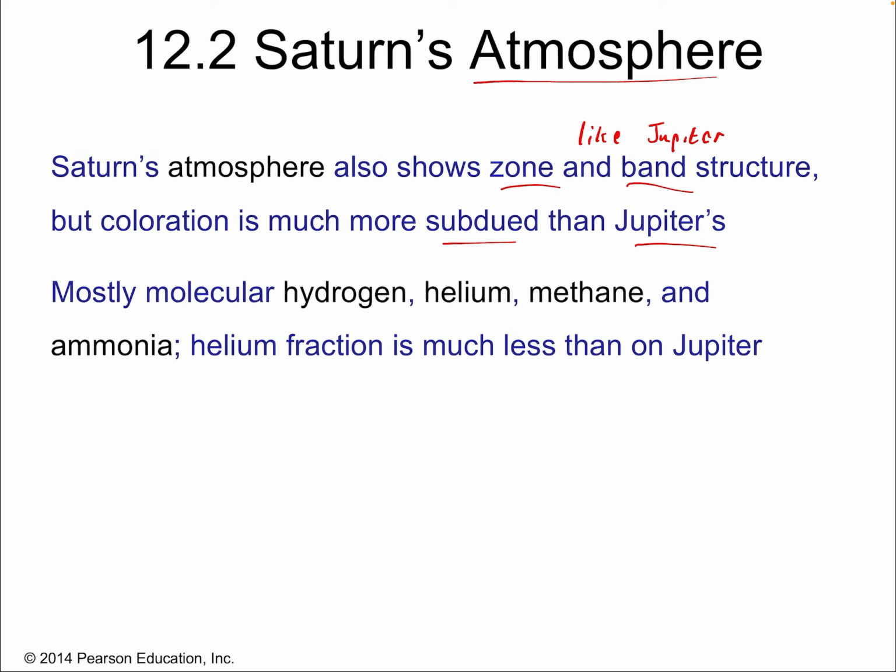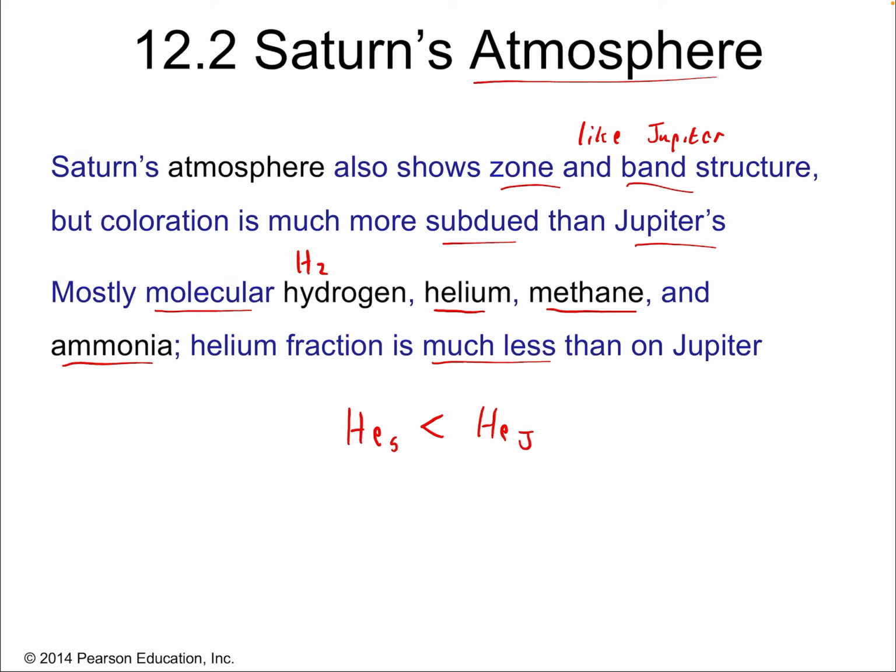The atmosphere is mostly molecular hydrogen. When we talk about molecular hydrogen, that's H2, the diatomic molecule, 2 hydrogen. It also has some helium, a good deal of methane, and ammonia, common ingredients out in the outer solar system. However, the helium fraction is much less than Jupiter's. So the amount of helium on Saturn is much less than the amount of helium on Jupiter.